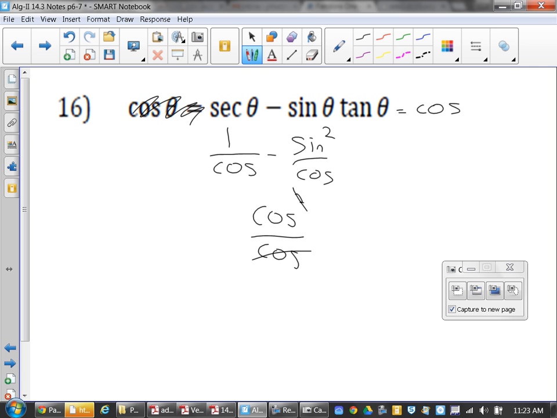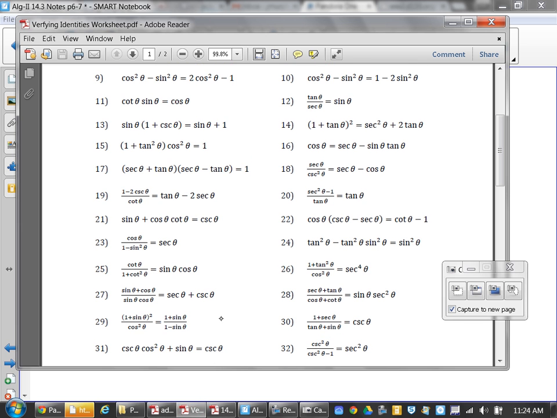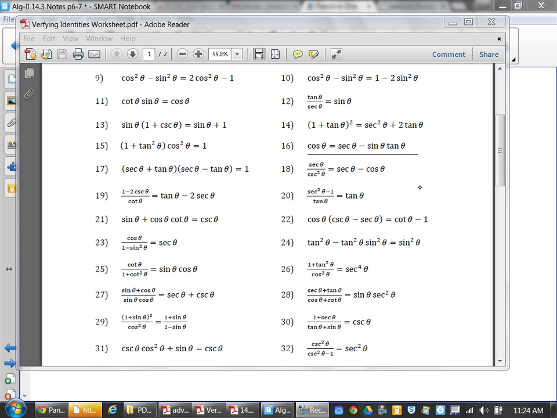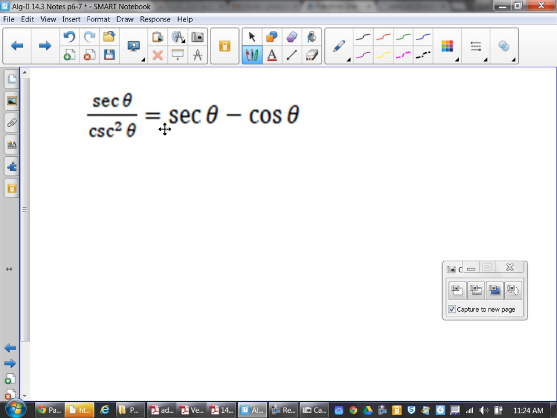Can you do 18, please? Secant is the inverse of what? Cosine. 1 over cosecant squared is the same as? It's not cosecant squared. 1 over cosecant squared is sine squared. Right. Remember this? 18.